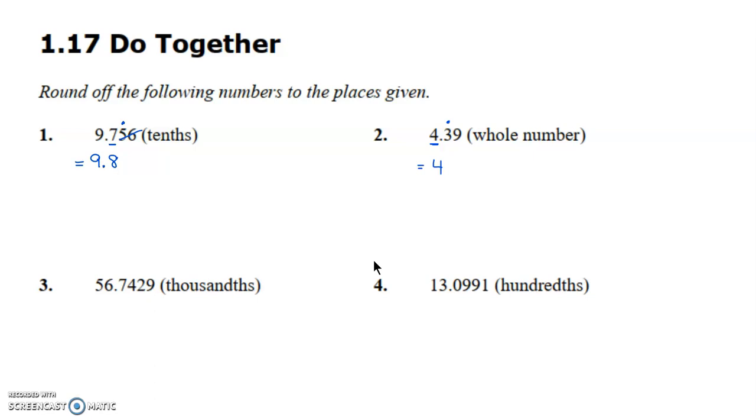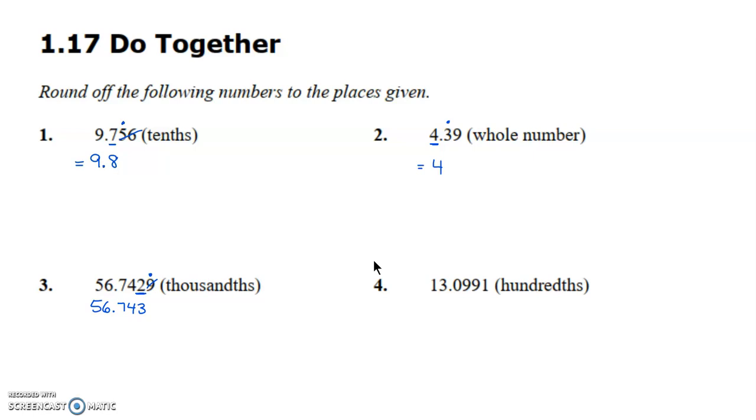For number 3, we're rounding to the thousandths place. So we've got tenths, hundredths, thousandths is where the 2 is. We look next door to the right. The 9 will push the 2 up. So we're going to have 56.743, and the 9 will go away. So we have 56 and 743 thousandths.